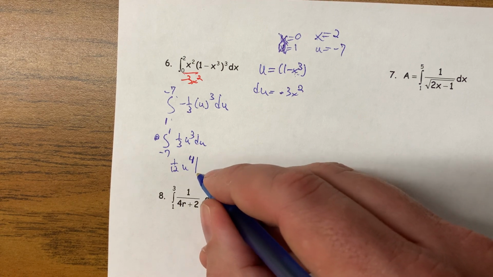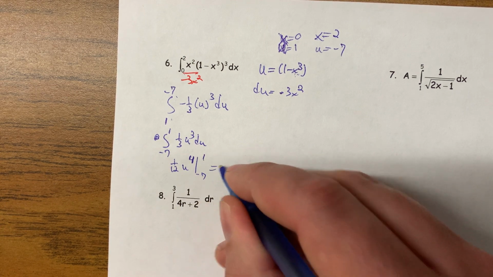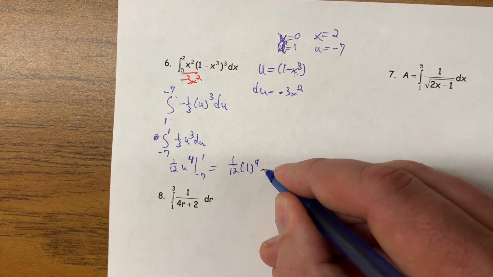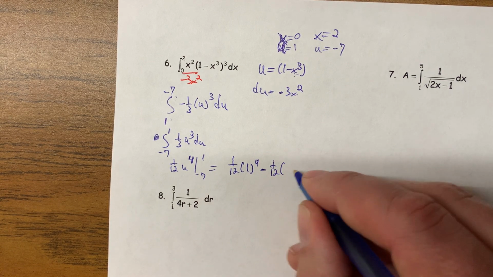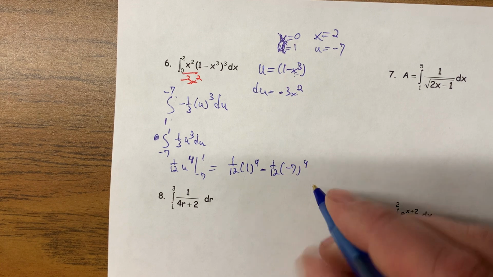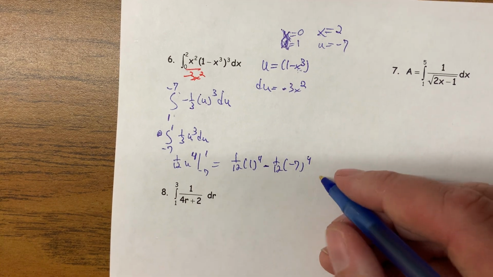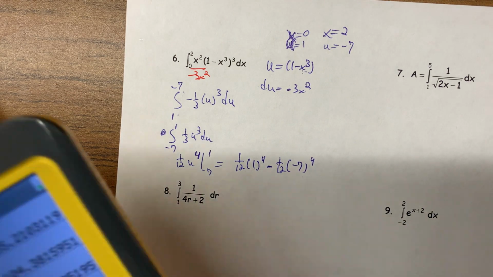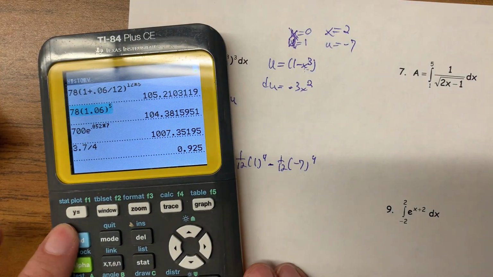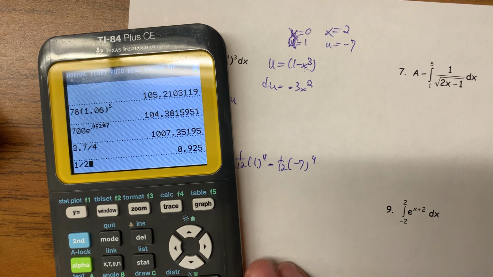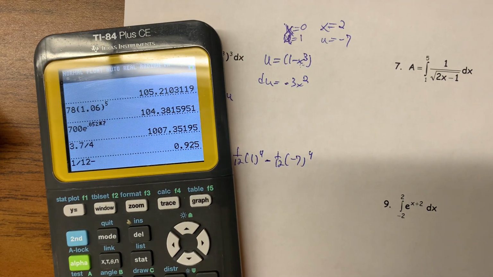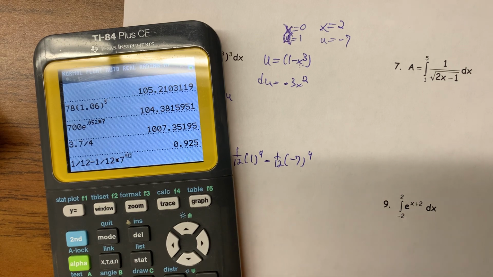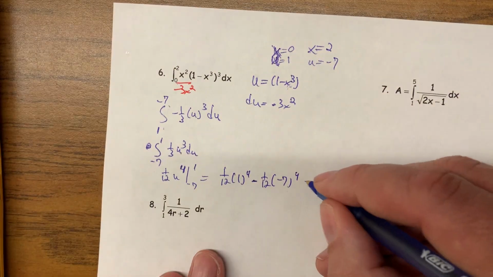And it's going to go from negative 7 to 1. So this is 1/12 times 1 to the 4th minus 1/12 times negative 7 to the 4th power. Guys, you can use a calculator on this. This is fine to use a calculator on. I don't know what 7 to the 4th is. You're not expected to know it either. So let's see. 1/12 minus 1/12 times 7 to the 4th power. This is negative 200.